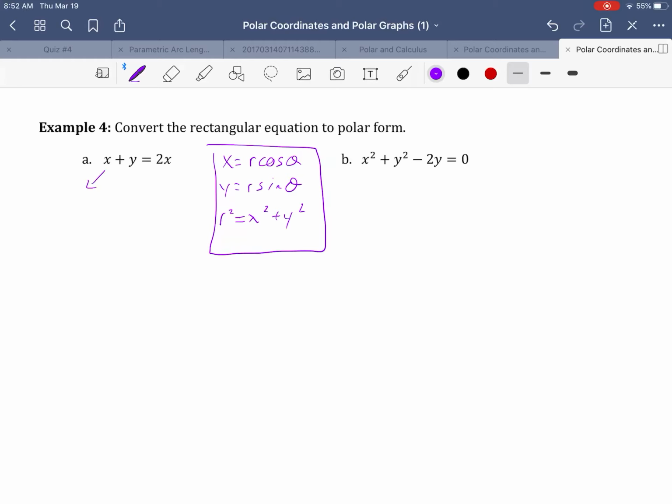So I'm going to just do substitution. So I'm going to replace x with r cosine theta. I'm going to replace y with r sine theta equals 2, and then x is, again, r cosine theta. So replacing all my x's and y's. And then I'm just going to simplify this system. So the r's go away, divide r through. So you get sine theta equals cosine theta. So now you got to be a little clever and think, where does that actually happen? So theta equals pi over 4 and 5 pi over 4.